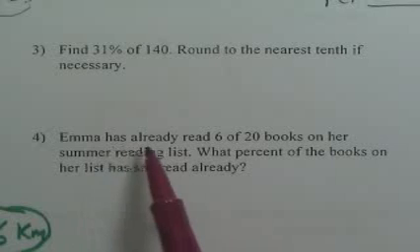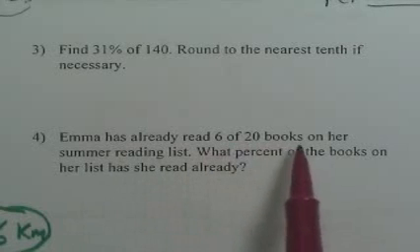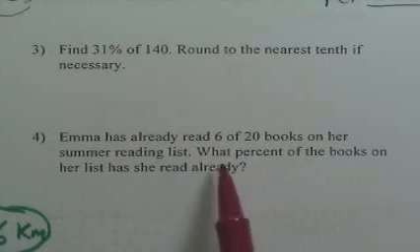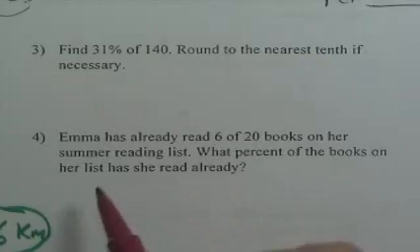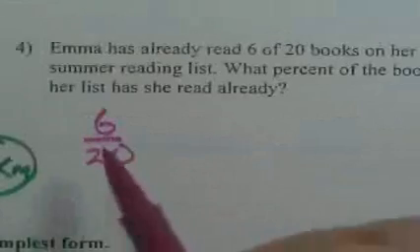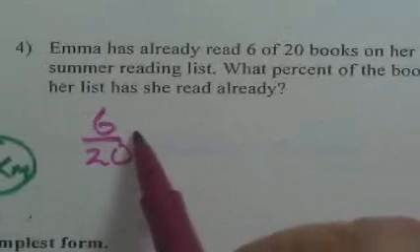Okay, I'm going to skip 3. I'll do another one like this. You can do this one later. Number 4, it says, Emma has already read 6 of 20 books on her summer reading list. What percent of the books on her list has she read? So in other words, what percent is 6 out of 20? So we want to take this fraction and make it a percent.